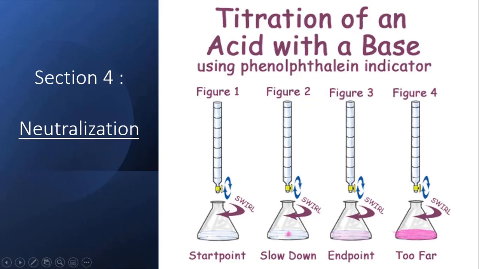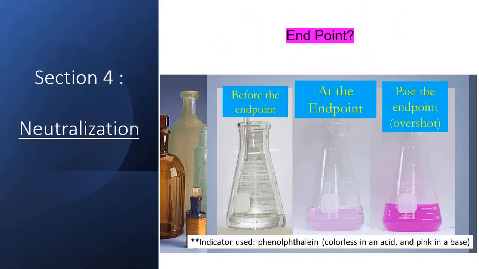At the end point you will have a very faint or light color of that indicator, and then if you go too far we will call it now a new solution. Now if that one was acidic, it's not going to be acidic, the pH has been changed. So the indicator shows you that you have basic now. So whatever you have in the flask has been changed.